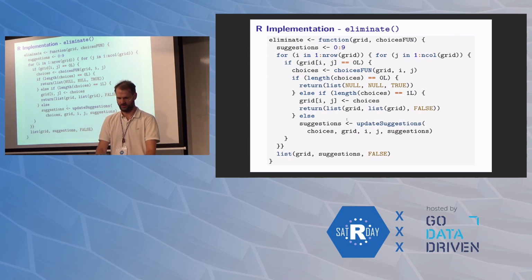If there is no choice, I return. And this is not a good thing, if there is no choice anymore left for a cell. Or I just update the best suggestions. And that is what I will show next.